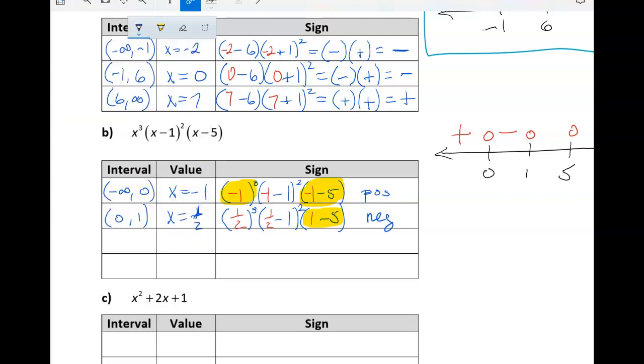And then let's pick the interval from 1 to 5. I'm going to choose x equals 2. You can choose 3, 4 if you want to.